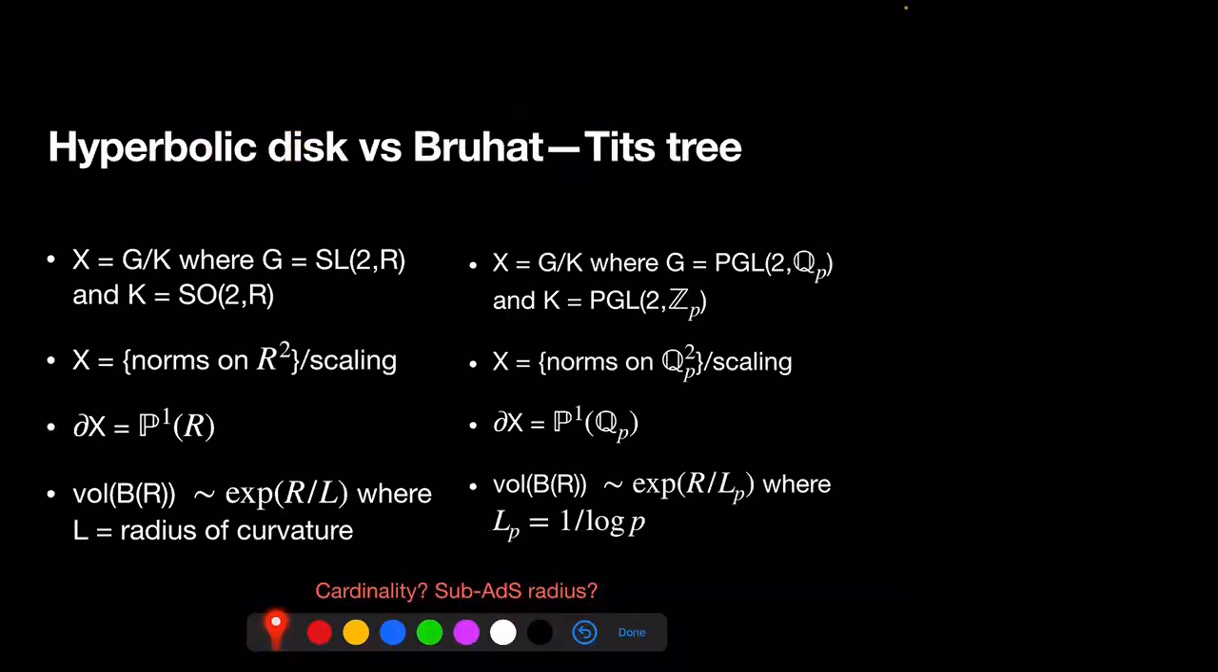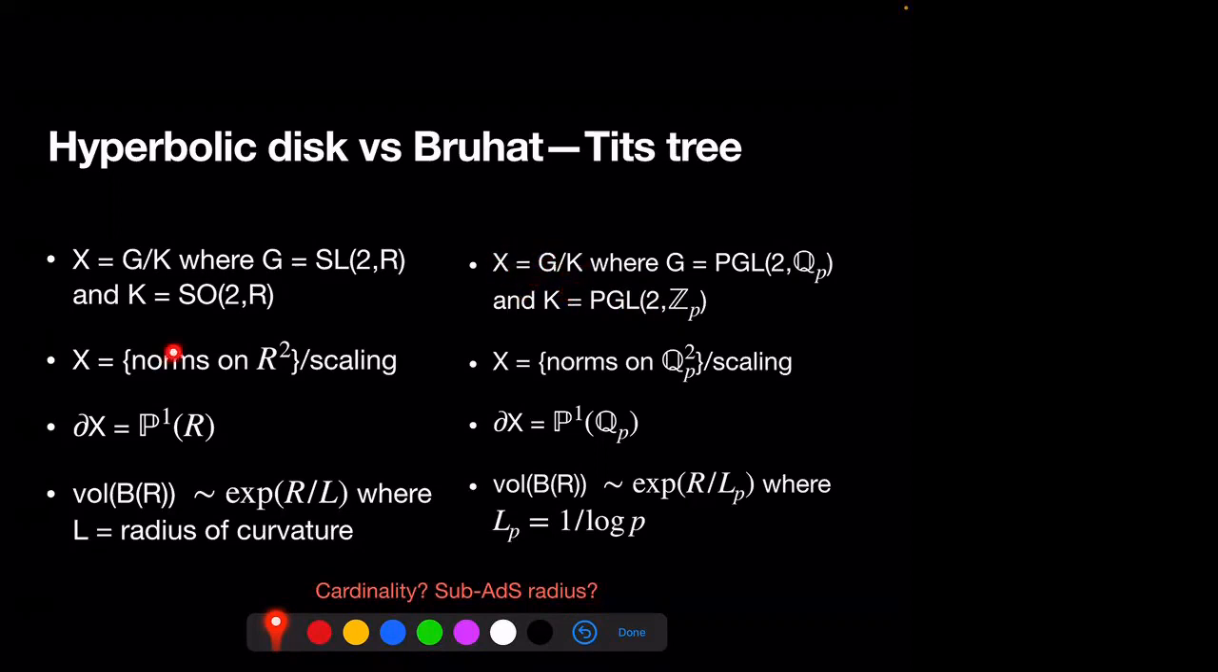And you should have seen this from previous talks as well. So the hyperbolic space and Bruhat-Tits tree are both homogeneous spaces. So this is hyperbolic disk, for instance, is the Riemann symmetric space when you quotient the isometry group SL2R with the maximal compact subgroup SO2R. On the Bruhat-Tits tree, you quotient PGL2QP with PGL2ZP to get the Bruhat-Tits tree as a set. So this gives you all the nodes of the Bruhat-Tits tree.